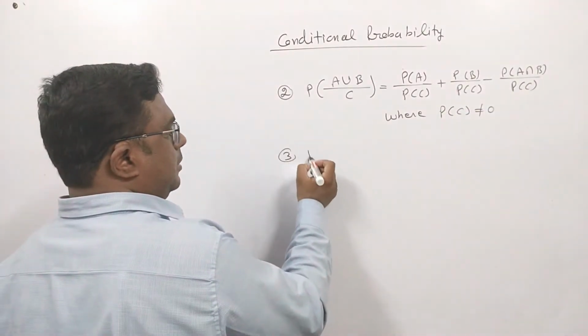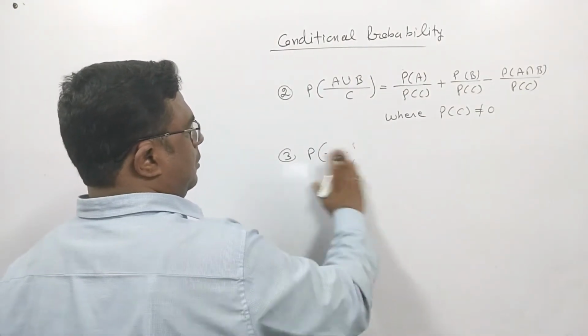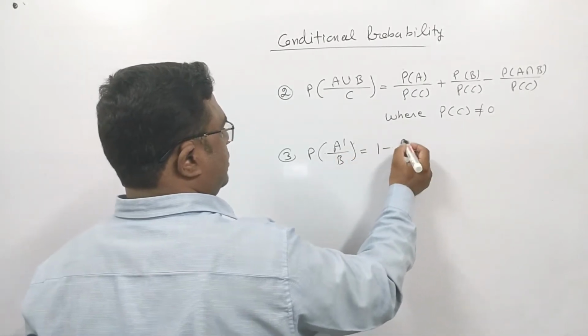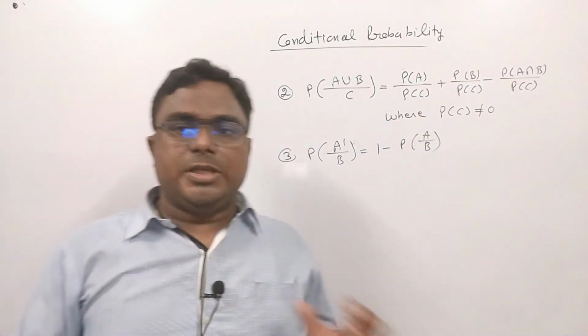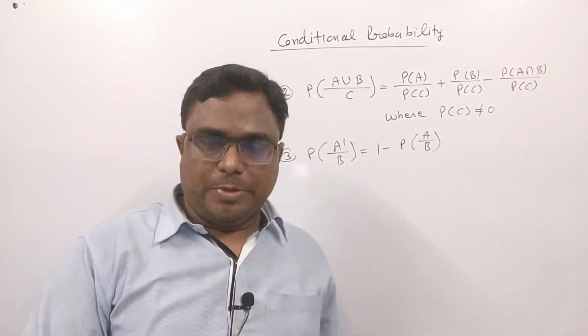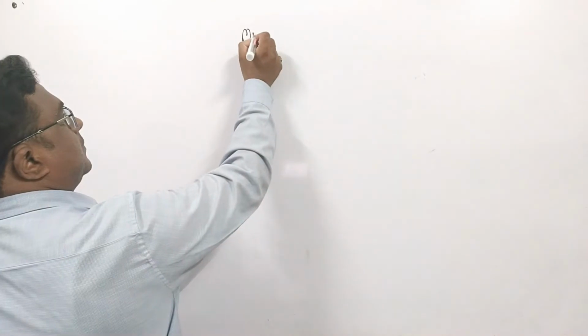Property number 3: P E dash upon F, or you can take A dash upon B, its formula is 1 minus P A upon B. So students, you have seen the topic of conditional probability. Now let us move to our next topic. Now students, our next topic is multiplication theorem on probability.